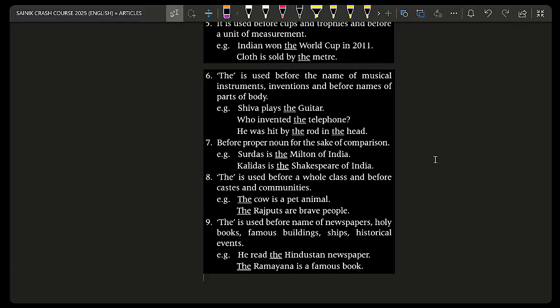The Ramayana is a famous book. So the epics and the holy books, we are going to use the before them because they are unique and specific. And one more usage of the.